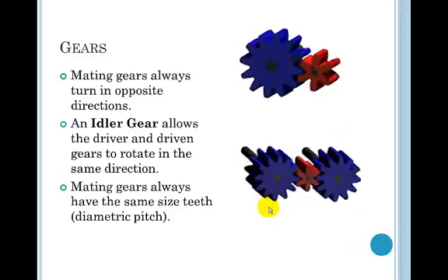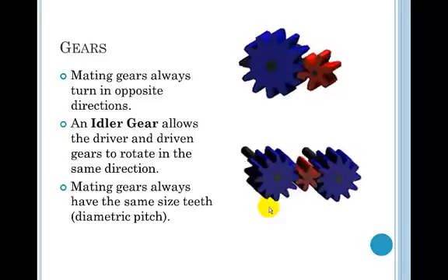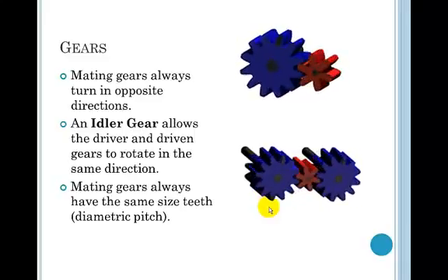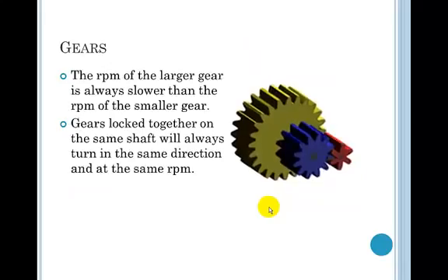If you're going to mesh gears together, they always have the same size teeth, or we say they have the same diametral pitch. Usually instead of teeth, we just say pitch. They have the same size teeth, we say they have the same pitch on the teeth.